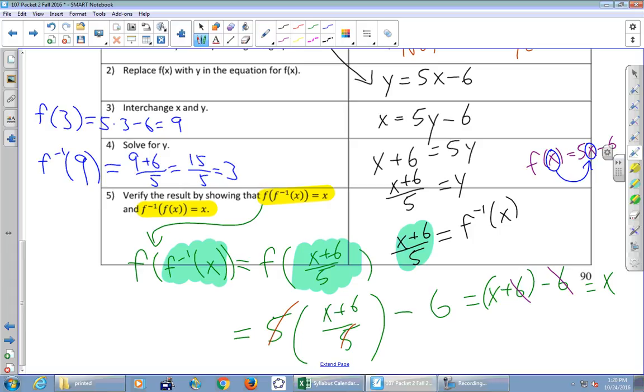Okay, so the two basic ideas for today are to be able to look at a graph and decide whether or not the inverse is a function. That's the horizontal line test. And then finding the inverse function is that process right there. Okay, start on the activities on the next page. We'll walk around.